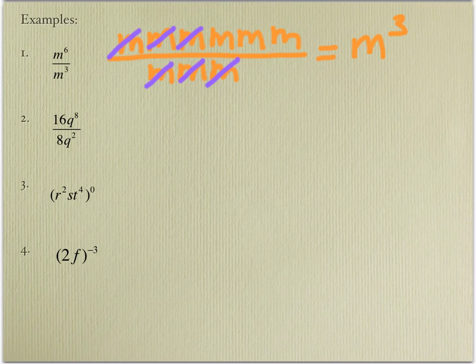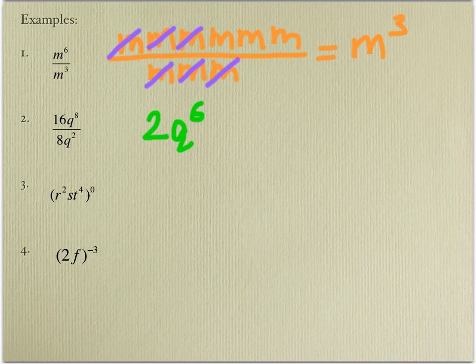Alright, next example. We have 16q to the 8th over 8q to the 2nd. Now I can actually divide the numbers, or divide the coefficients as they're called. So 16 divided by 8 is 2. But then again, don't divide the exponents, subtract them. 8 minus 2 is 6. So those are kind of tricky, trying to keep that straight.